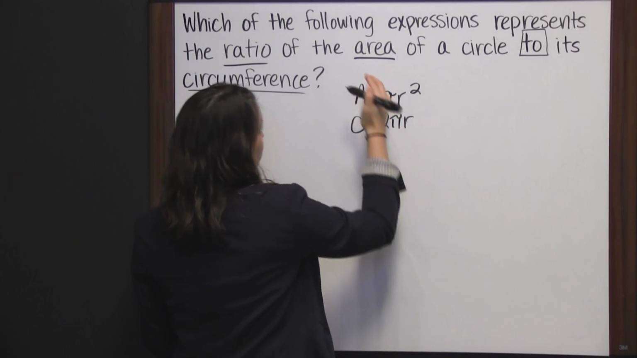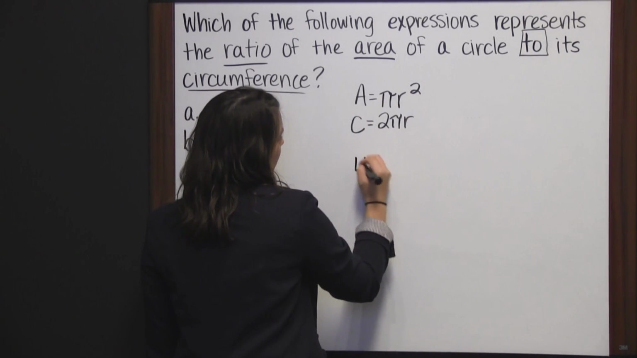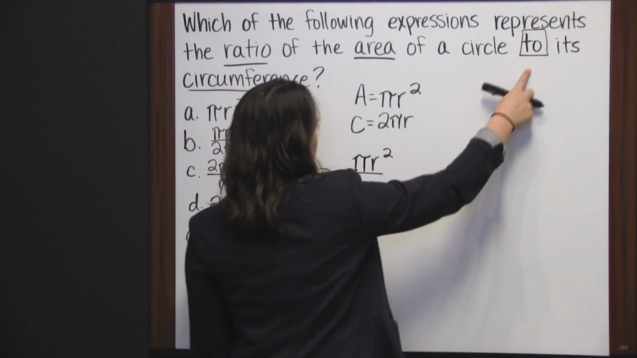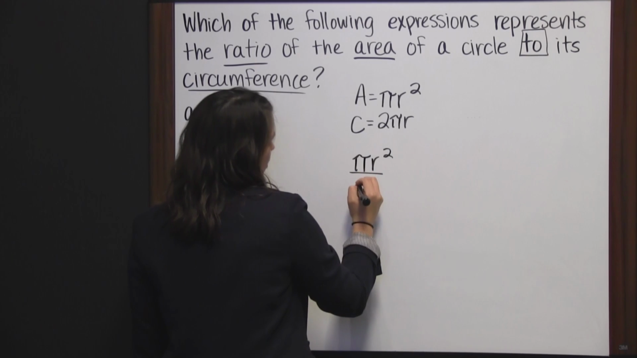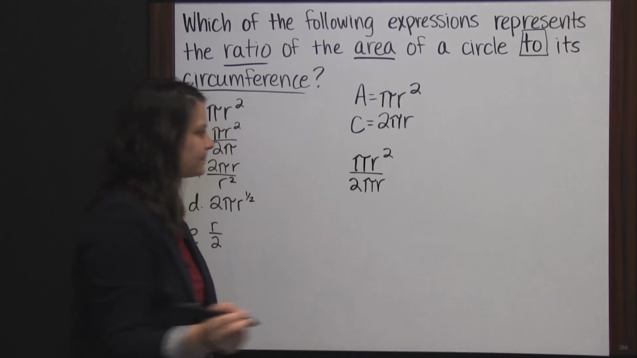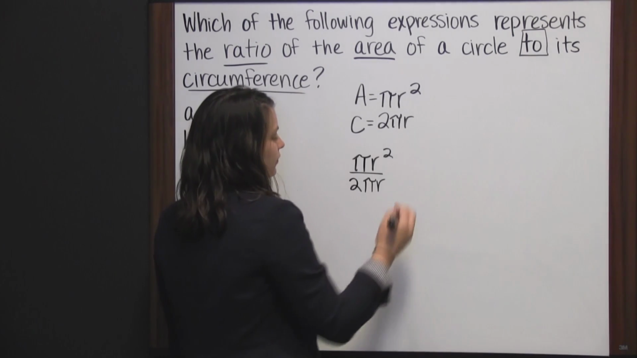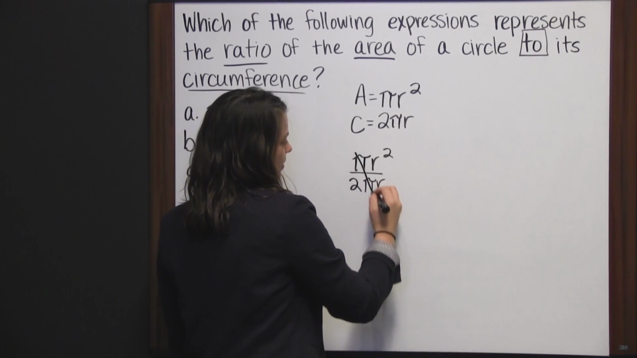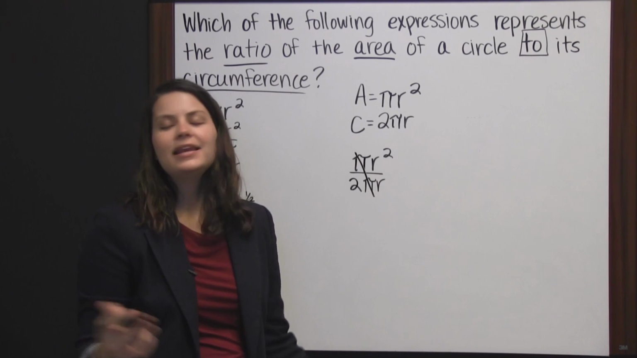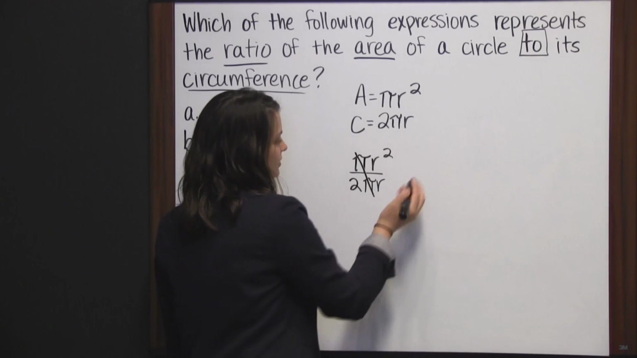Since it was listed first, area to circumference means that the area should be in the numerator, divided by, this is your division bar, the circumference, 2 times pi times radius. And then we need to simplify. First I see that pi divided by pi cancels. Pi divided by pi is 1. Anything divided by itself is 1. So we can cancel it.